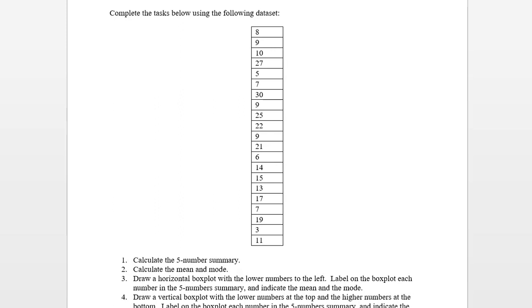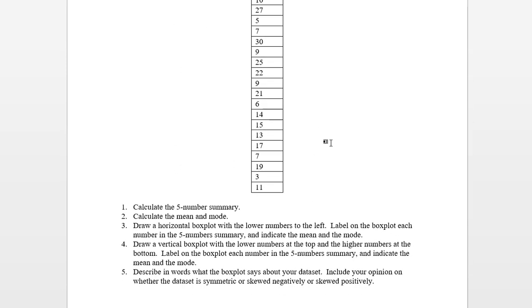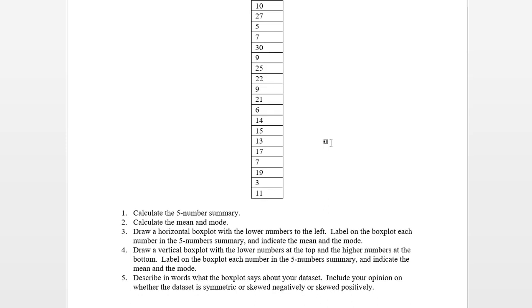So to start with, let's just go over what's required by this particular problem. First of all, we're given a data set. In this particular case, it's given to us as though we would find it in Excel. And then we just have to complete the following tasks that are down below. Let me scroll up a little bit here. And we see that we have to calculate the 5-number summary. We'll go over that in just a minute. We'll calculate the mean and the mode as well.